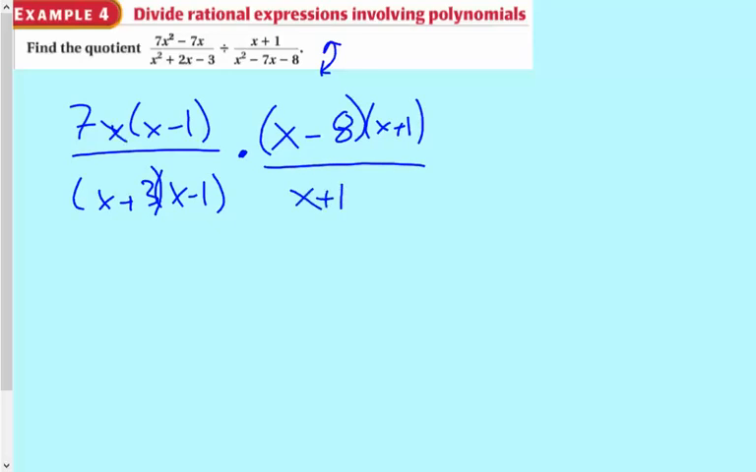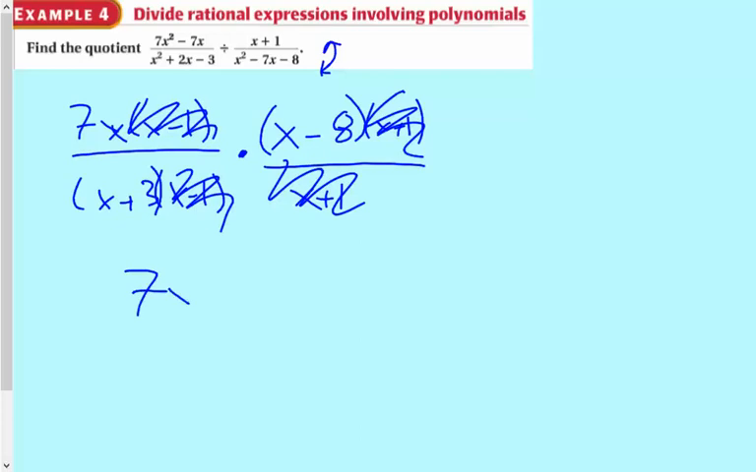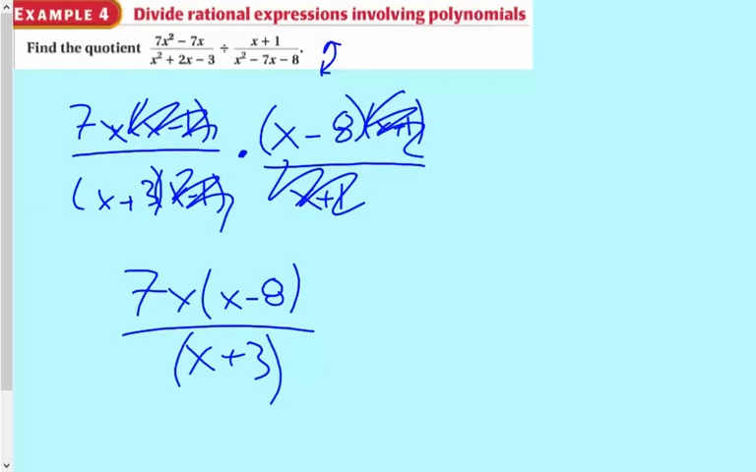So let's see what we can reduce. x plus 1 over x plus 1, x minus 1 over x minus 1, and that's it. So 7x times x minus 8 divided by x plus 3. If you want to leave that in parentheses, you can.